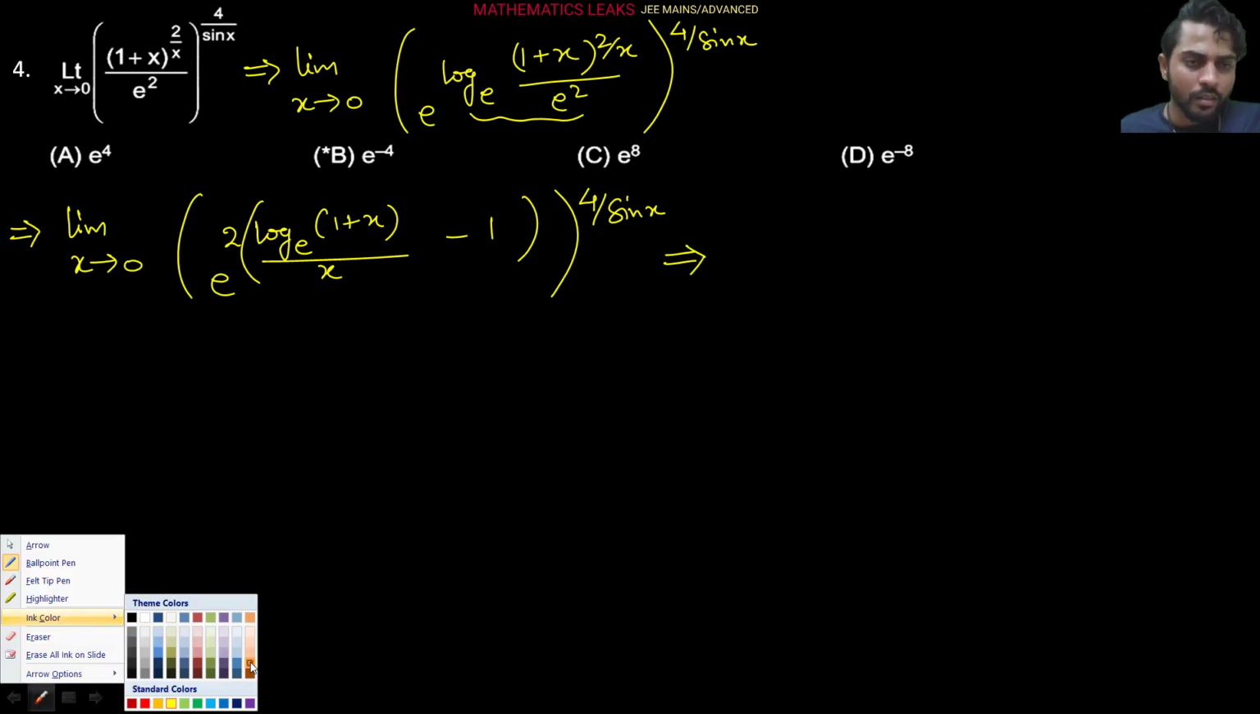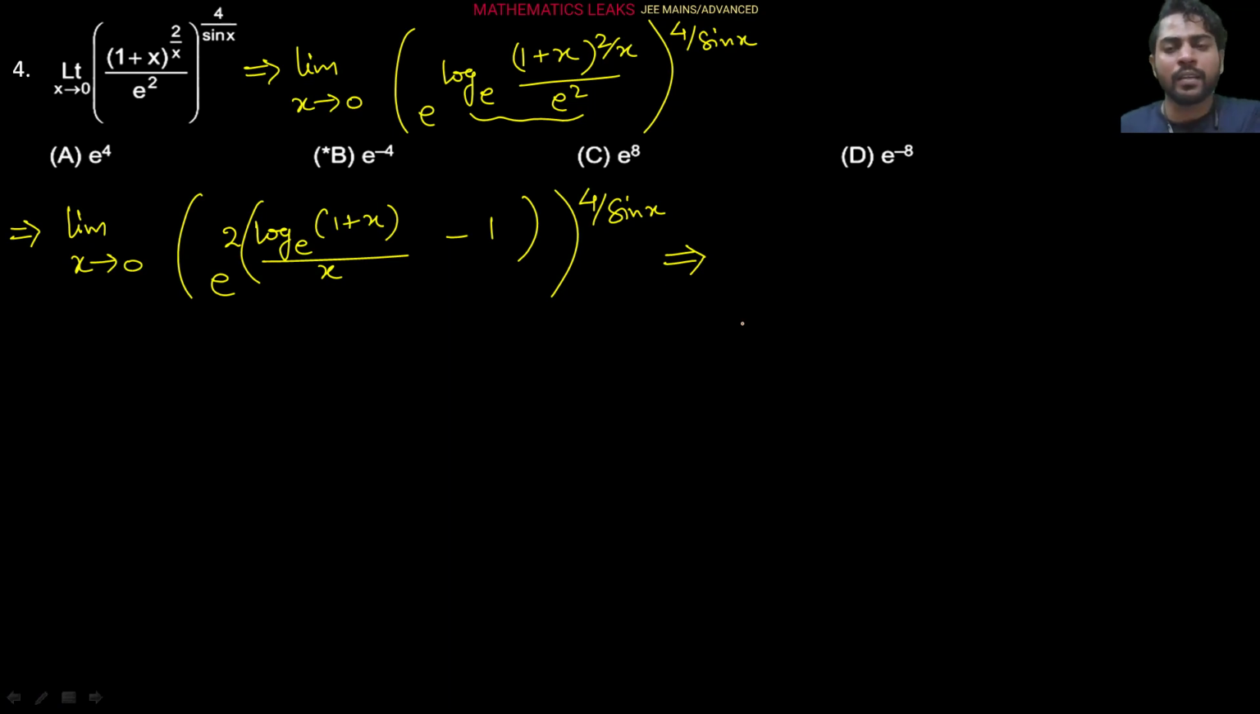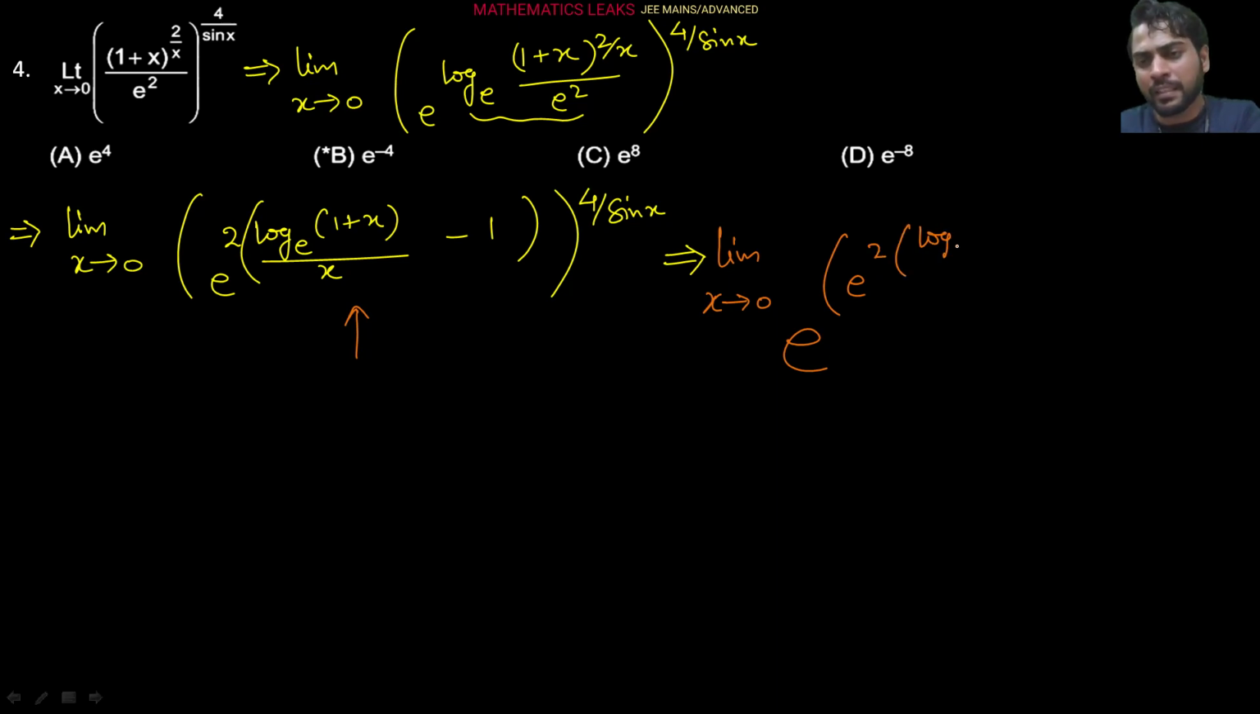the whole thing we will write down having base e. Just observe, the quantity which is tending towards 1, this entire value tending towards 1, is e to the power of 2 times this given quantity. From that quantity we will subtract 1, so that comes here: e to the power 2 times log base e of (1 plus x) upon x, minus 1.